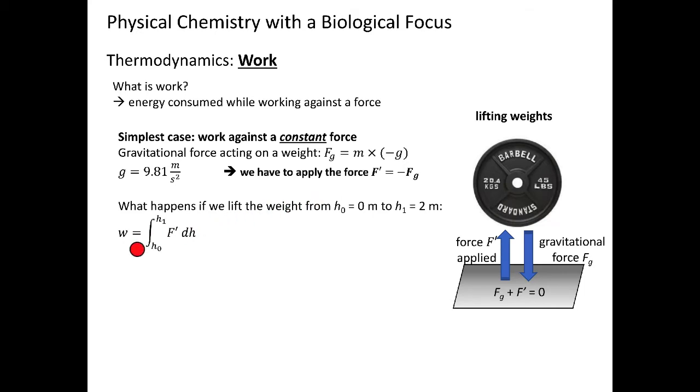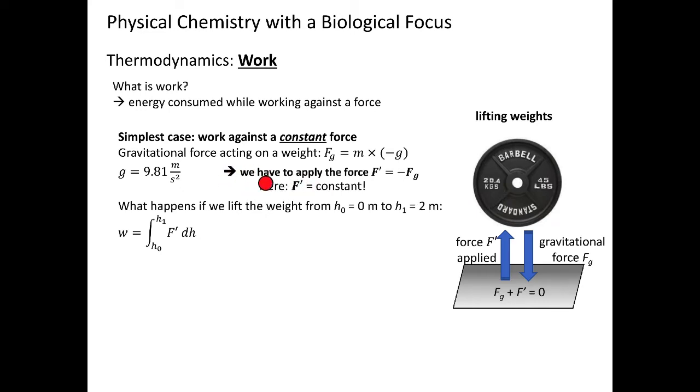This integral will basically haunt us several times. So this is the work and how it is actually defined in terms of force. So this is the force that is applied, F prime, which is the opposite to the gravitational force. And it is acting over the distance h, or in this case a height difference. And we have to integrate that. So we have to integrate that from the initial height to the final height.